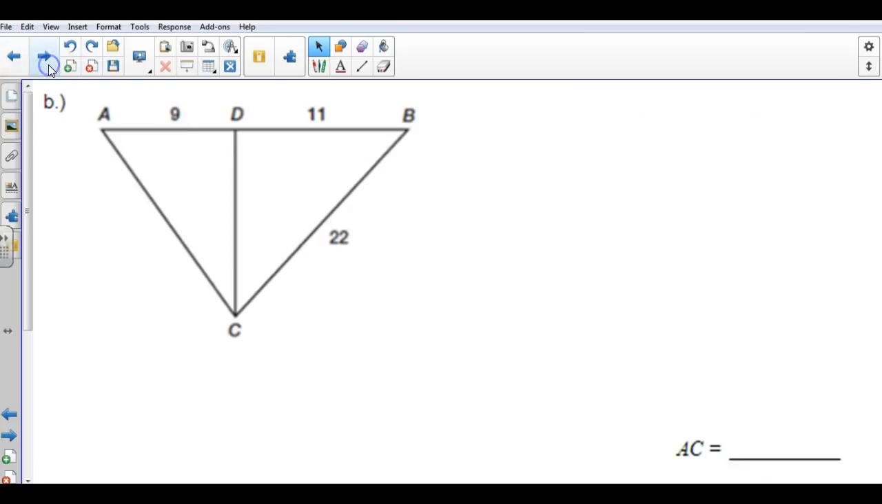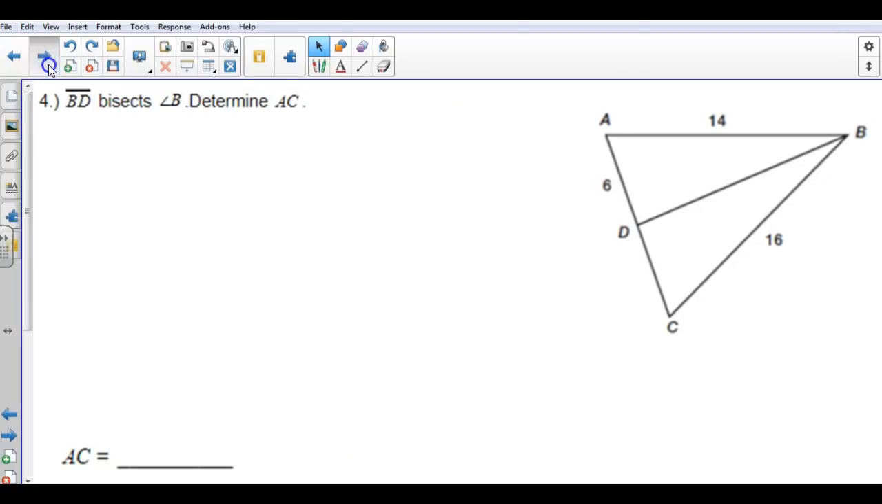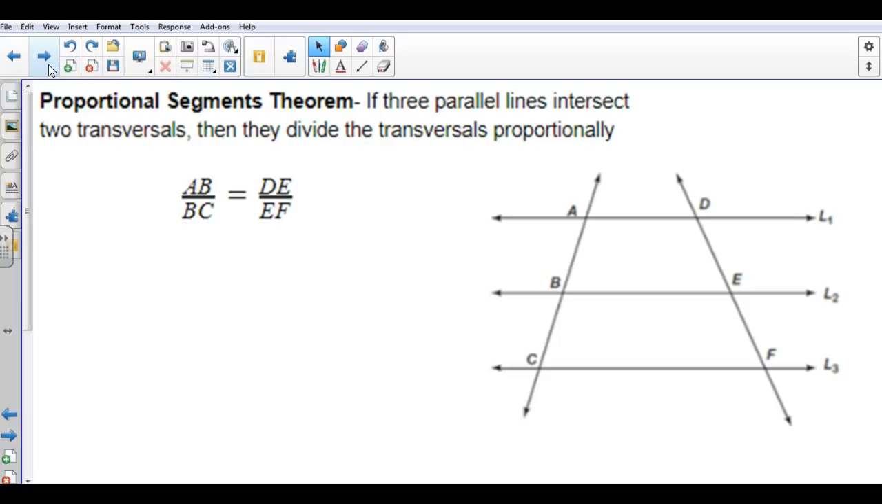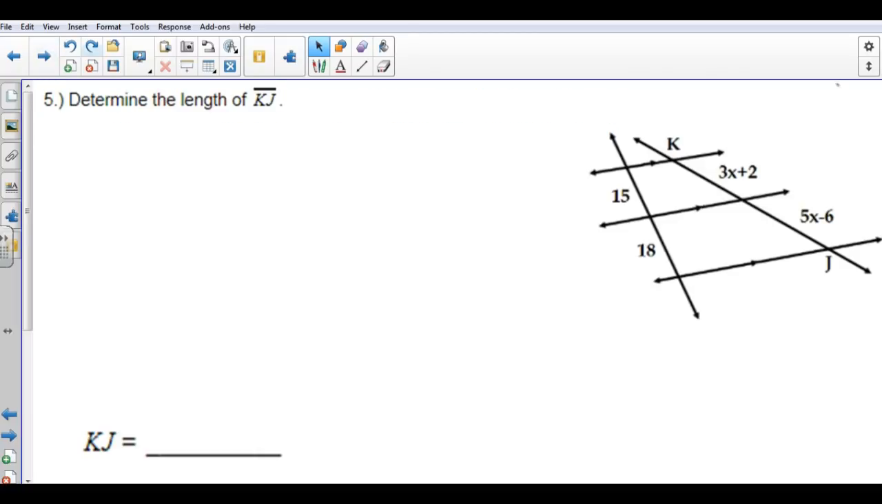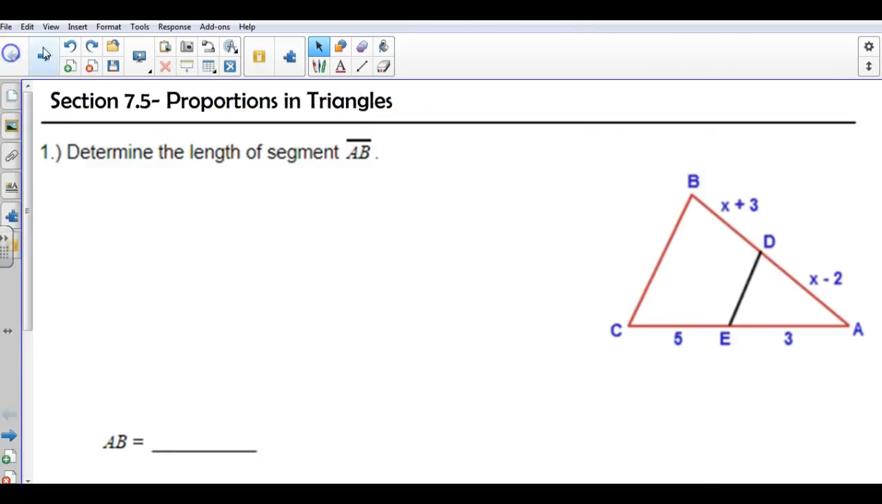And then we're going to go through a couple examples of that, as well as some algebraic examples, so they're a little bit more tricky. And then we'll finish talking about what's called the proportional segment theorem, which is really built from the other one, and then go through one example. And that is it. Pretty short and sweet.